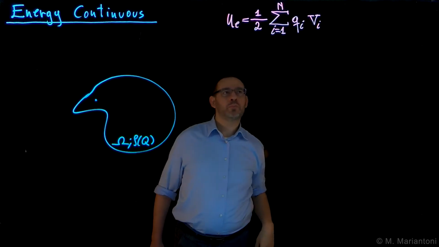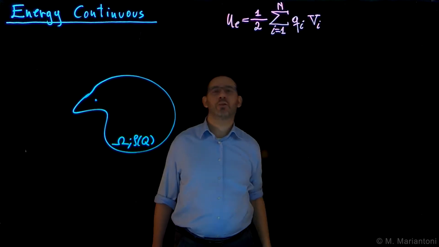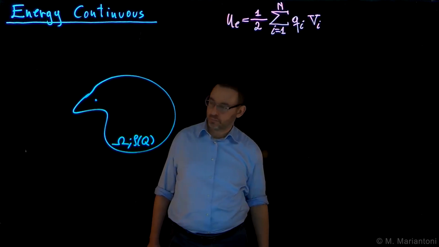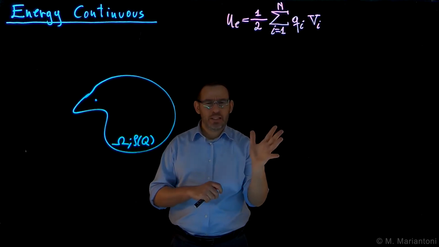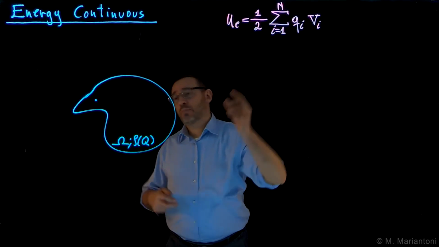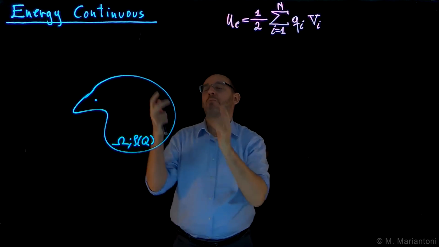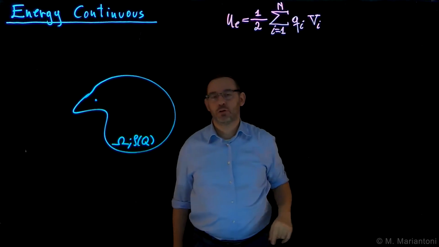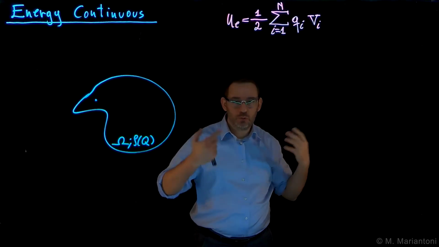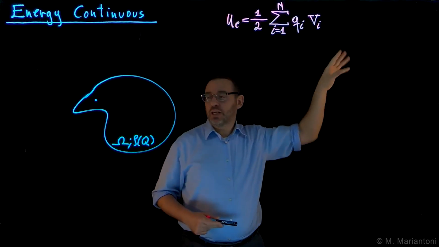We are using a sum and discrete values for the charge, which is point-like, and the electrostatic potential associated with it. How can we find a similar expression, which of course will have to involve integrals instead of sums and non-discrete quantities, for a continuous charge distribution? The procedure is the inverse of what we have done in the previous video about energy discrete to continuous.